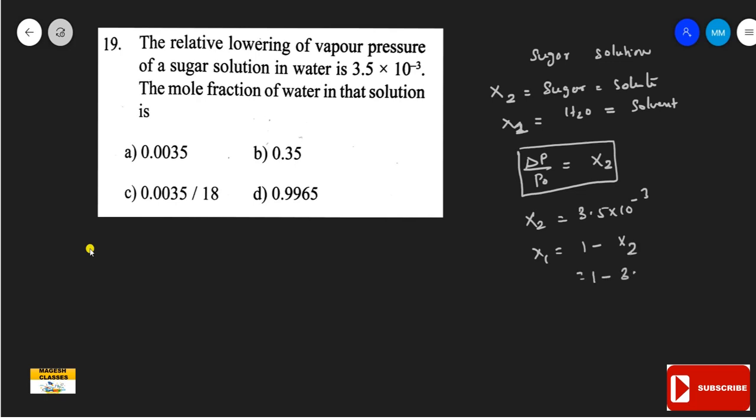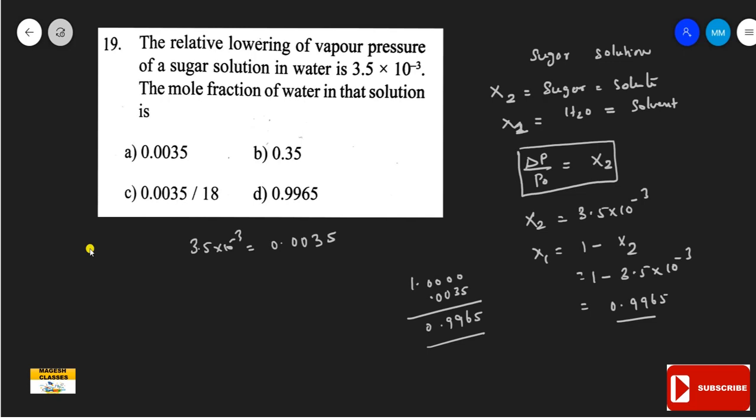So this is equal to 1 minus 3.5 into 10 power minus 3. 3.5 into 10 power minus 3 is written as 0.0035. By subtracting, it will be 0.9965. So our answer is 0.9965. According to Raoult's law, the mole fraction of the solute is equal to the relative lowering of vapor pressure. In the sugar solution, the mole fraction of water is asked in the question. So you have to subtract this value from 1, because X1 plus X2 is equal to 1. Our answer is 0.9965, option D.